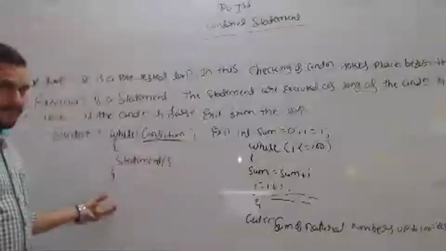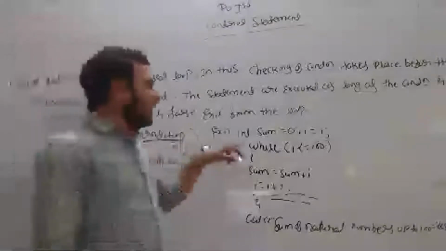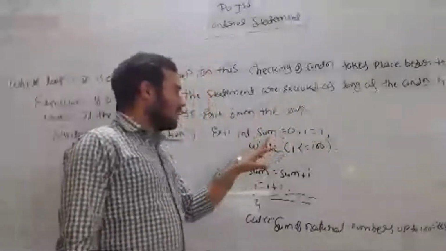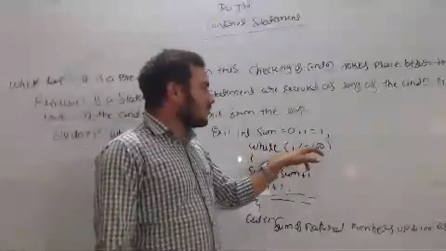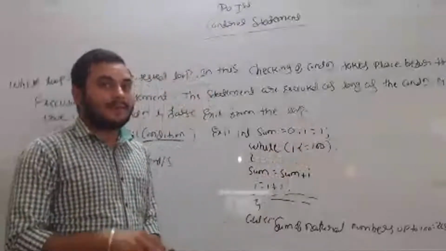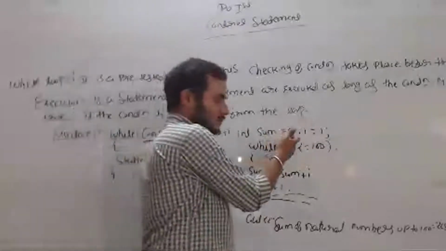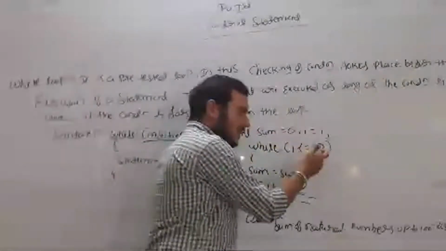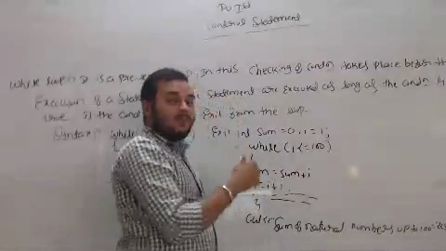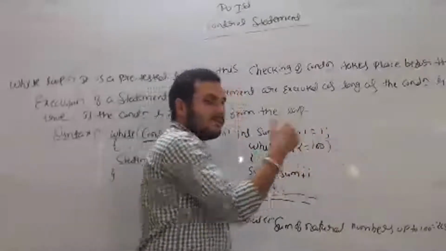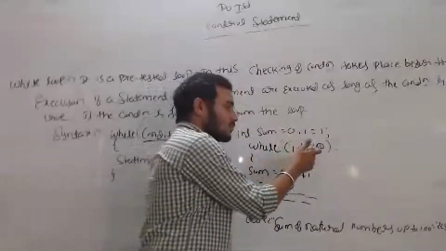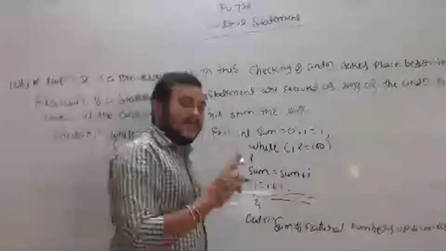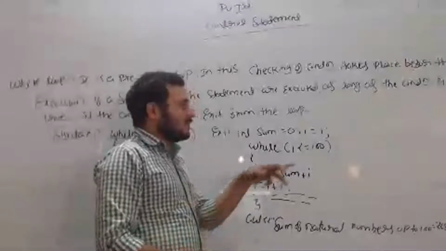So for example, int sum is equals to 0, I is equals to 1. While I less than or equals to 100. Your sum starts from 0. 0 less than or equals to 100, the condition will be true. 1 less than or equals to 100, true. 2 less than or equals to 100, yes, true.